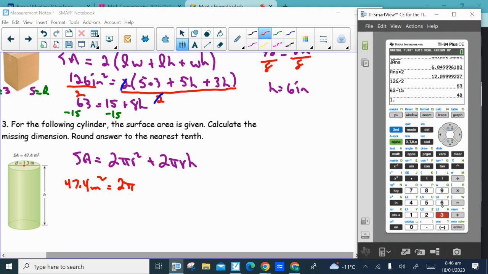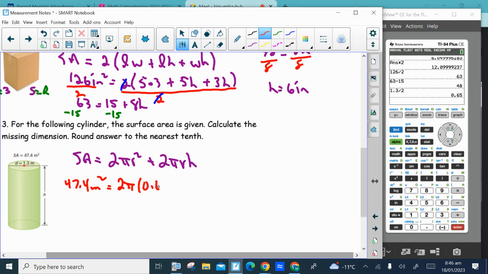Remember, the radius is half the diameter. So we'll divide the 1.3 by 2 and get 0.65, and that is in meters. And the first term of that formula, r, is squared. And then the second term is 2 pi times r, which again is 0.65 meters, times h, the height. We need to solve for h.